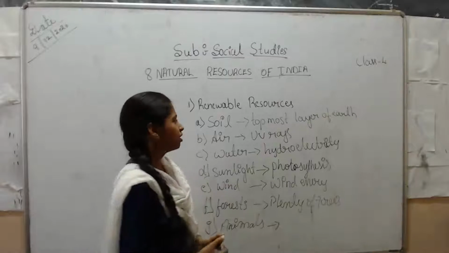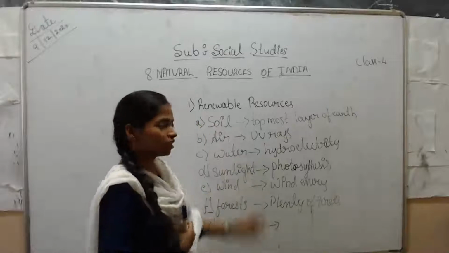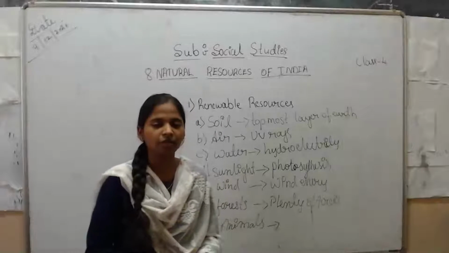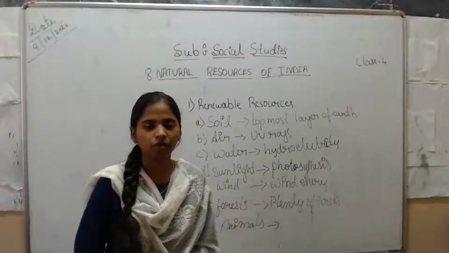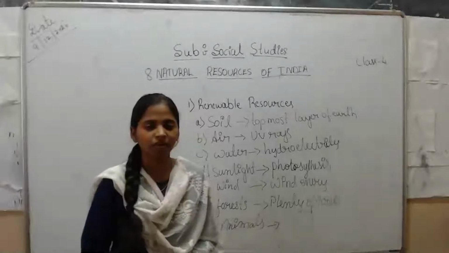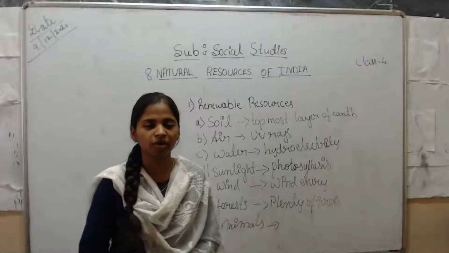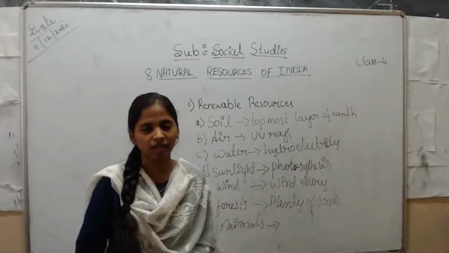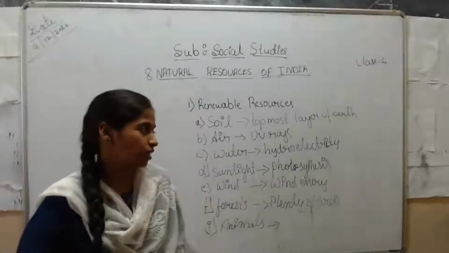The first type of natural resource is the renewable resource. These are renewable resources that can be easily replaced by themselves. They won't need anyone else's help to replace themselves. They can create themselves again. But even though it is a renewable natural resource, we have to take care of it, and we should use it very limitedly and wisely.